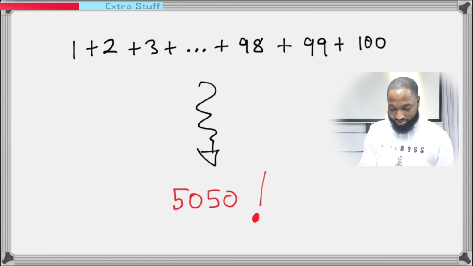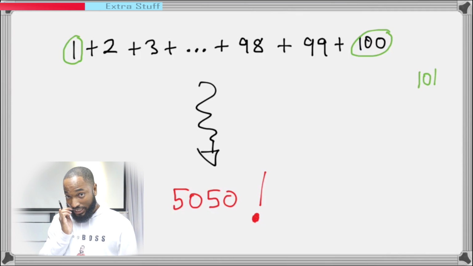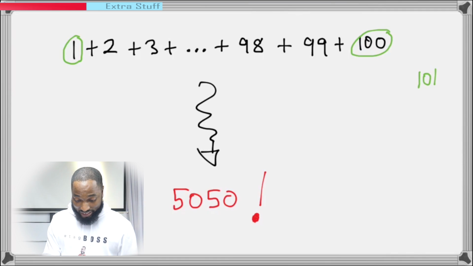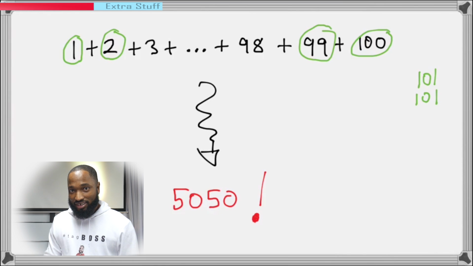So what he did was examine the first number and the last number. When we add that together, we get 101. That's a hint. All right, another hint. If we take the second number and the second to last number, 2 plus 99, we add that together, 2 plus 99 is 101. There's a next hint there that's supposed to crack it open for you.